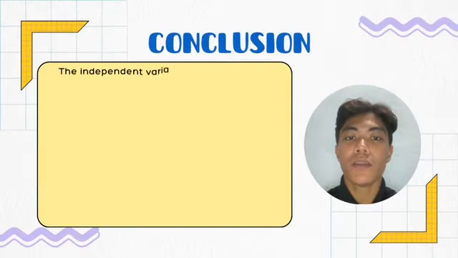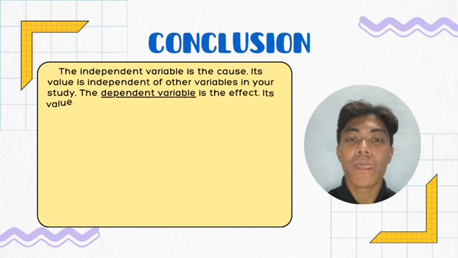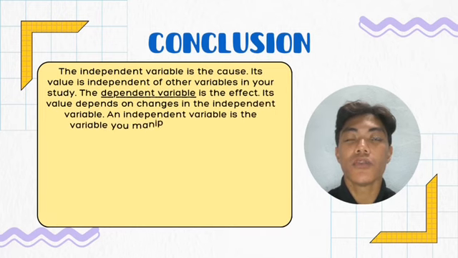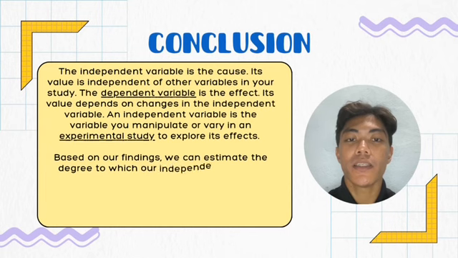The independent variable is the cause. Its value is not influenced by other variables in the study, making it independent. In experimental studies, it is the variable you manipulate or change to explore its effects. Examples of independent variables include factors like product features, marketing spend, and training programs.